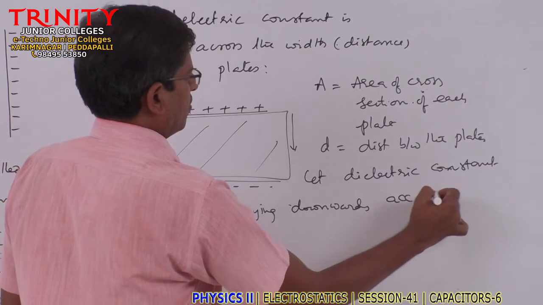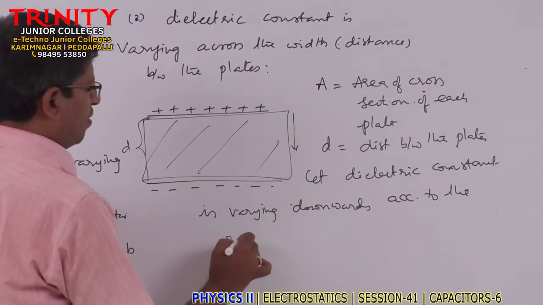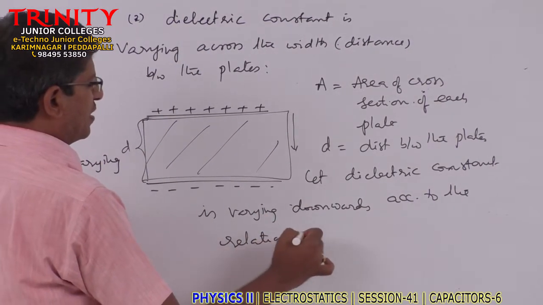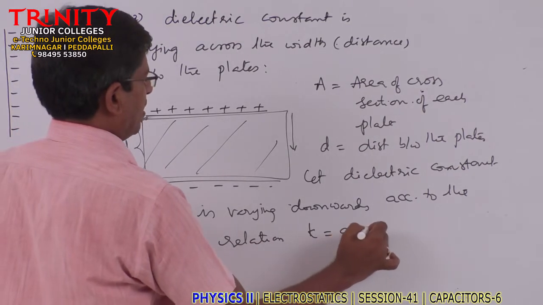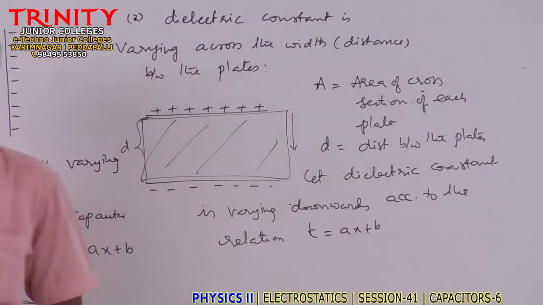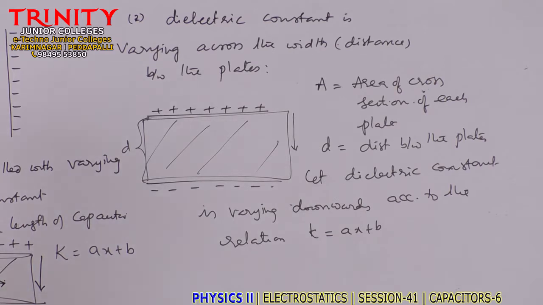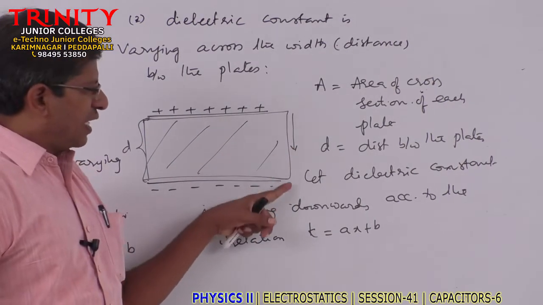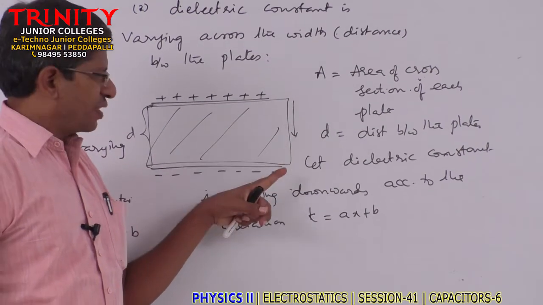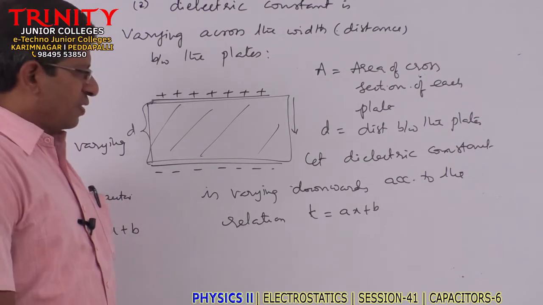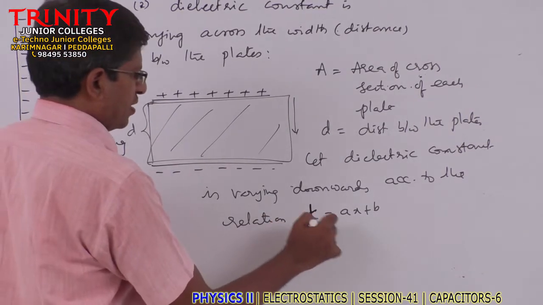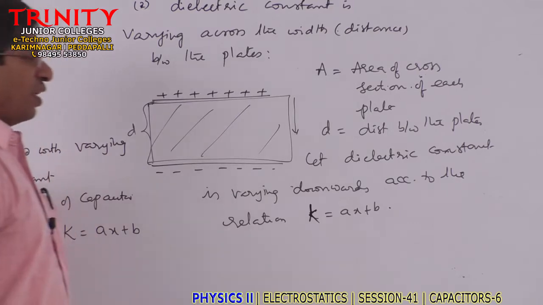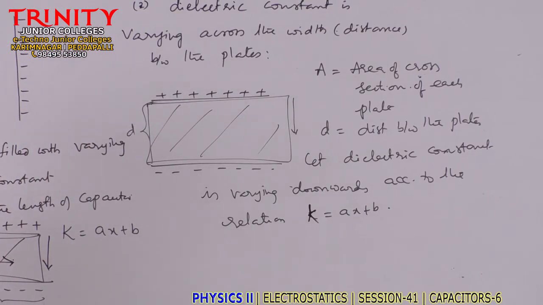According to the relation, we can take any function here. As an example, I am taking this Ax plus B. That means x equal to 0 here, and the maximum value of x is d here. So that you try to understand it. This is how the dielectric constant is varying.